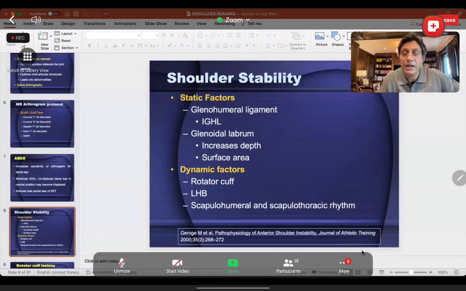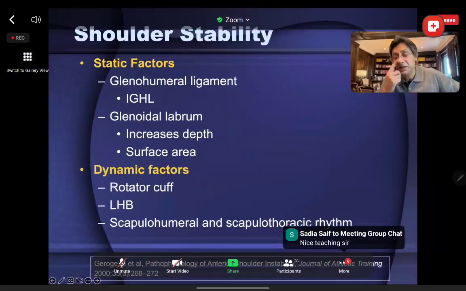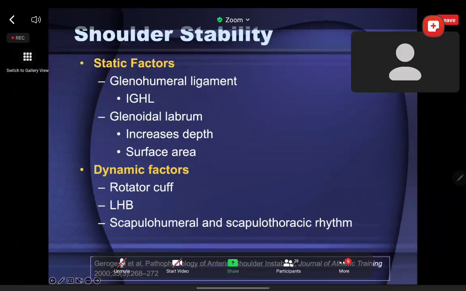So let's see what we can show you. Okay, and then we come back to the cases. Okay, so the important thing is, can you see the slide, by the way? Yes, sir, I can see.